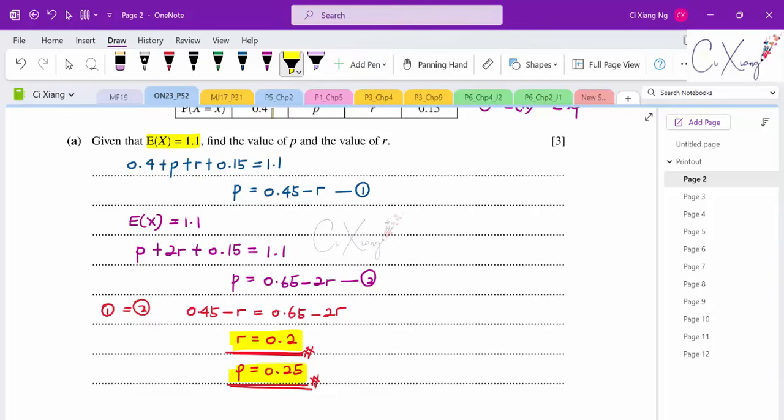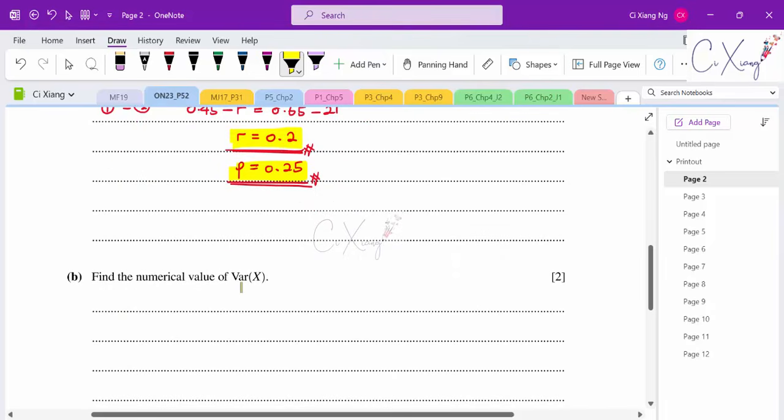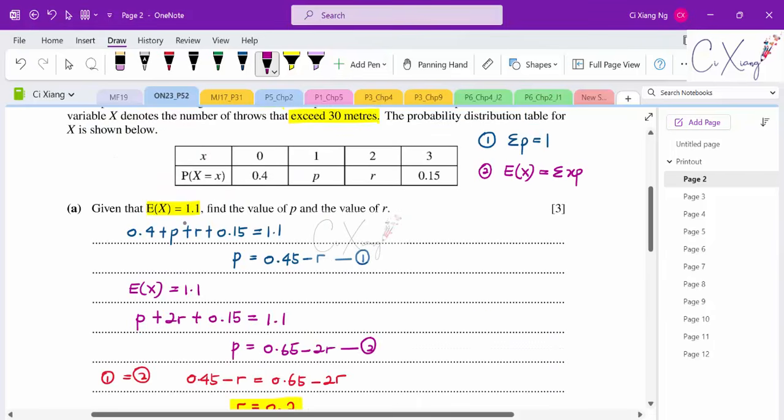Okay, so this is what we have for part A. Then let's proceed to part B. For part B, they want us to find the numerical value of the variance of X. Just to recall, how do we find the variance of X? The formula is the expected value of X squared minus the mean squared. You already have the mean, which is given here as 1.1.